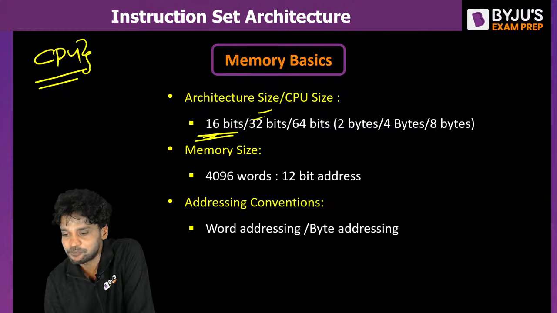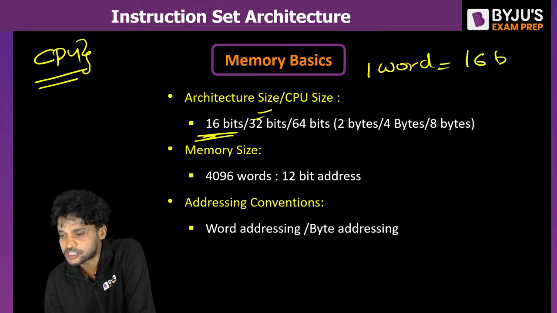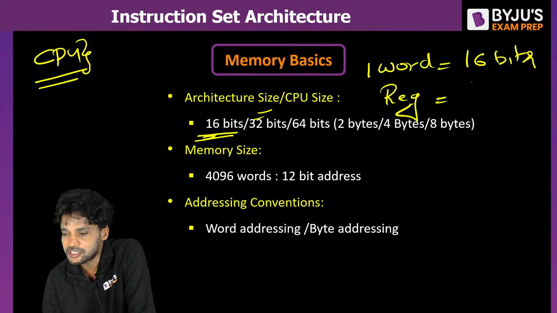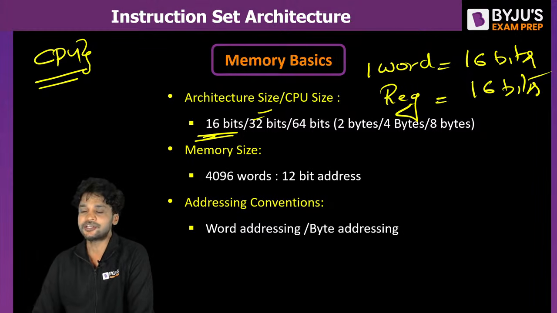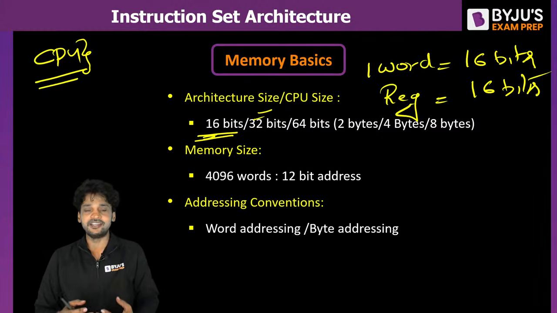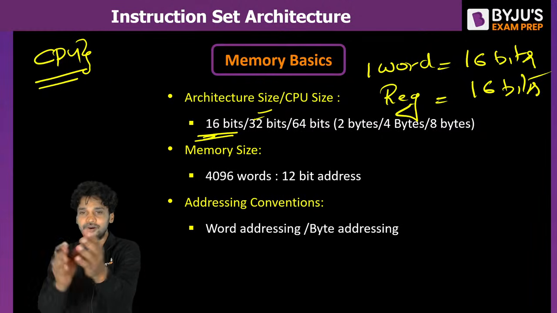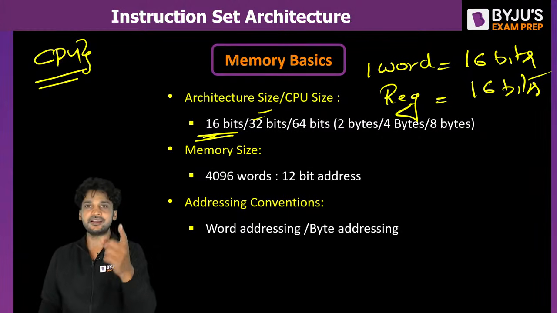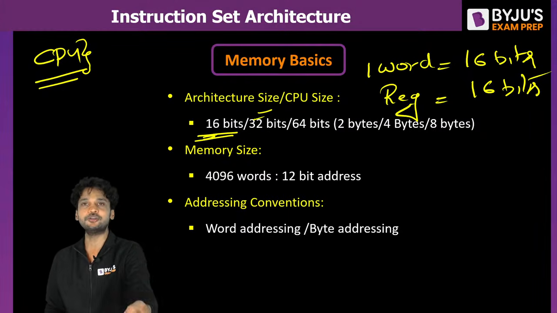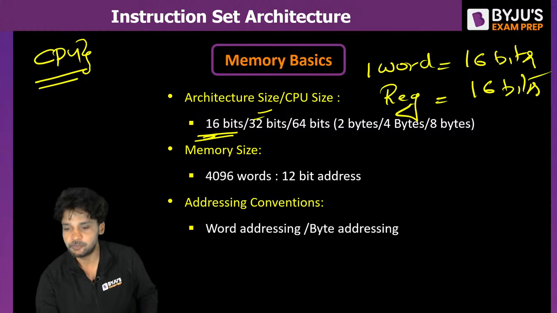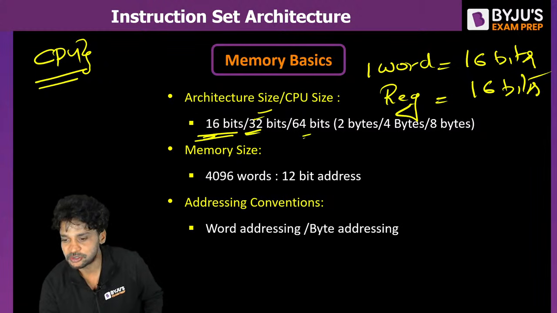Architecture size means one word in the main memory. One word in the main memory is equal to 16 bits. That means a register size within the processor is also equal to 16 bits. This is all about the architecture size. No matter whether it's a memory location or a processor's register, if you want to understand your architecture size, have a look at one word length. Word length will be either 8 bits, 16 bits, 32 bits or 64 bits. It is different from architecture to architecture.